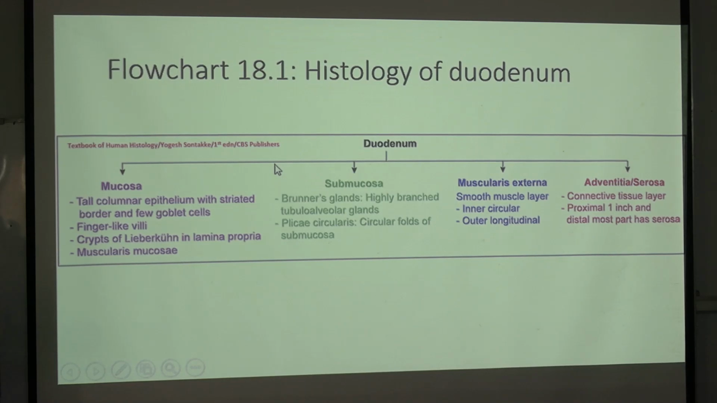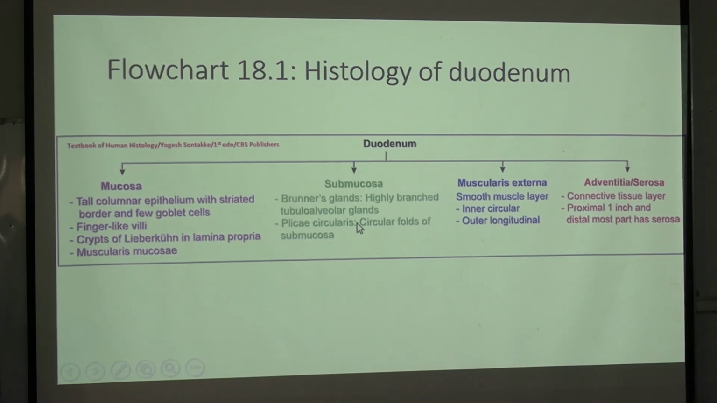So in the case of the duodenum, if you pick these things, we have the mucosa, submucosa, muscularis, adventitia. In the mucosa, we have columnar cells, which may have striated borders interspersed with goblet cells, mucus-secreting cells. Then finger-like projections, crypts of Lieberkühn, muscularis mucosa. These are the things. The submucosa may have glands present. If the glands are there, we call them Brunner's glands.